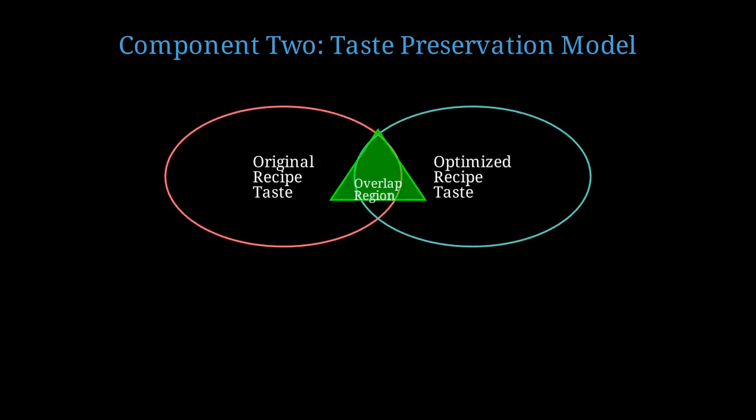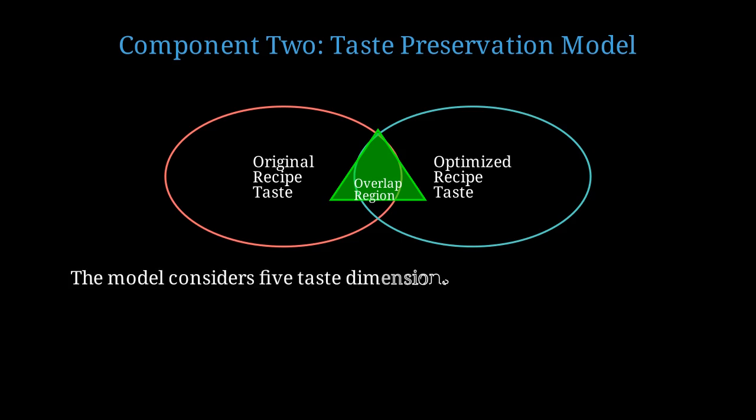The second critical component is the taste preservation model. This is where machine learning truly shines. The AI model has been trained on thousands of recipes and their modifications, learning which substitutions preserve taste and which ones don't. It creates a taste similarity score that predicts how close the modified recipe will be to the original. The goal is to keep the overlap as large as possible.